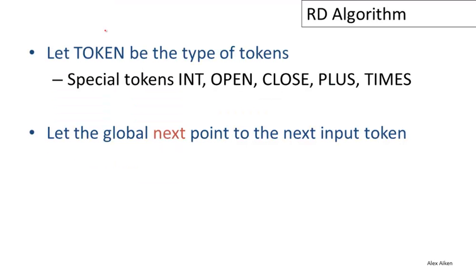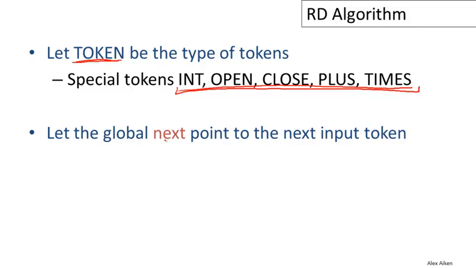Before I dive into the details of the recursive descent parsing algorithm, let me just define a couple of small things that we're going to use throughout this video. Token is going to be a type, and we're going to be writing code, and so token will be a type of all the tokens. And the particular tokens that we'll use in the example are things like int, open paren, close paren, plus, and times. And so token is a type, and these things are instances, values of that type.